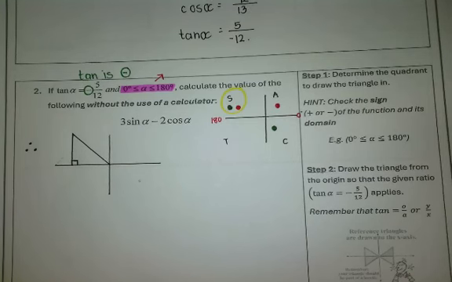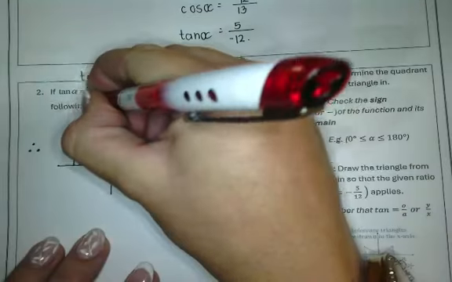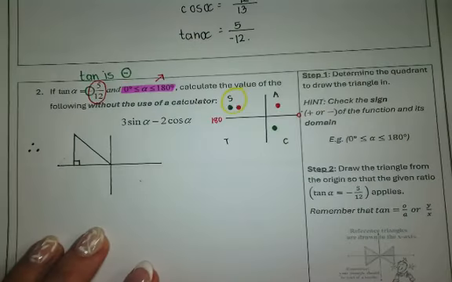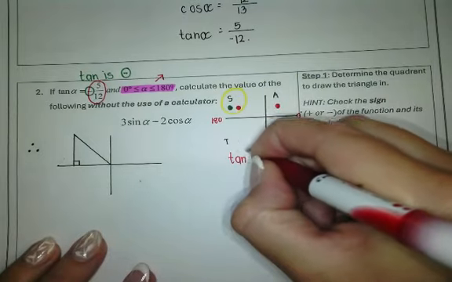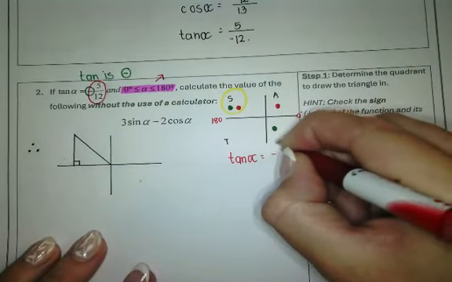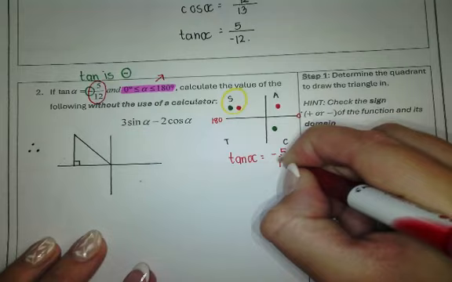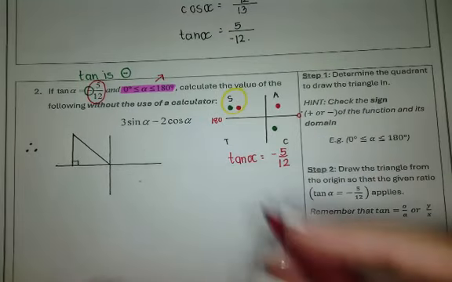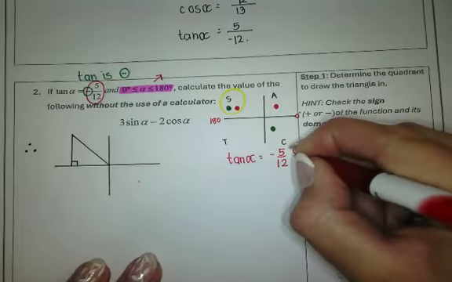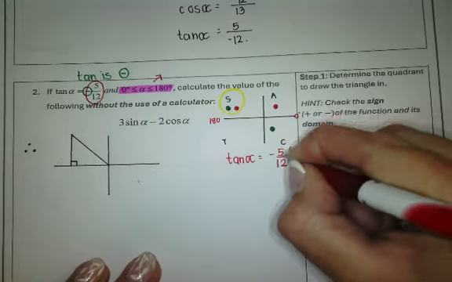Do you understand? Okay, so the question was, ma'am, we don't have coordinates. No, my honey, we do have coordinates. Where do my coordinates come from? From the ratio they give you. Here it is: tan alpha is equal to negative 5 over 12.